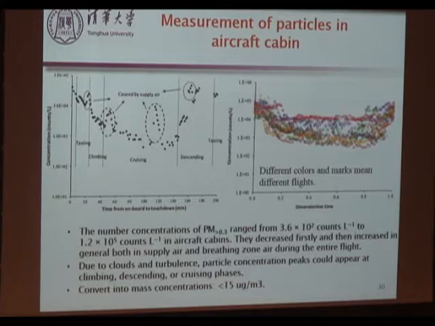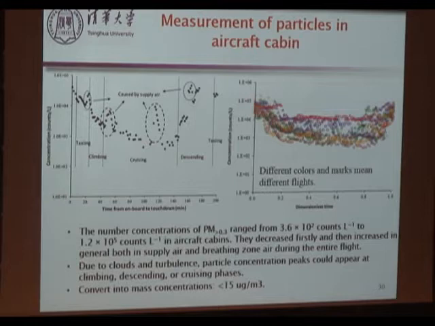Here it shows the total particle count at different phases. You can find a very interesting trend. When the aircraft is close to the ground, when it's parking or taxiing, the count is high. And when it's cruising at high altitude, it's relatively low. So that's one trend. Of course, during this process there is also some turbulence, which could be due to going through a cloud, or due to the meal service that can generate a peak a little bit.